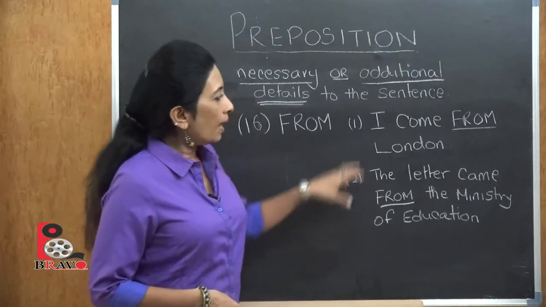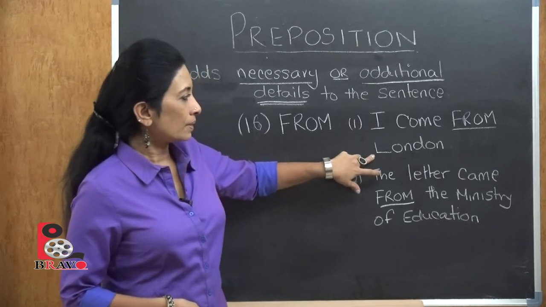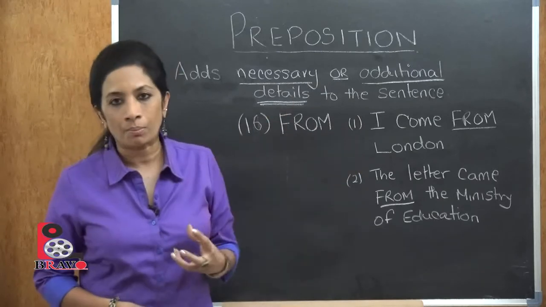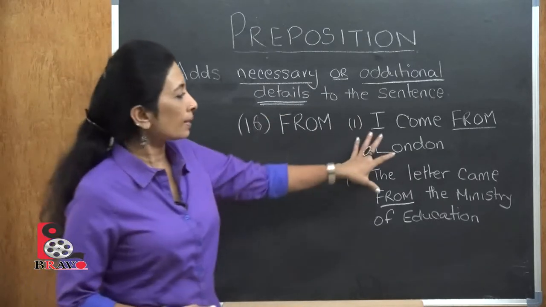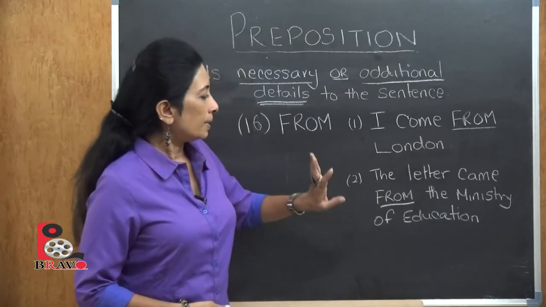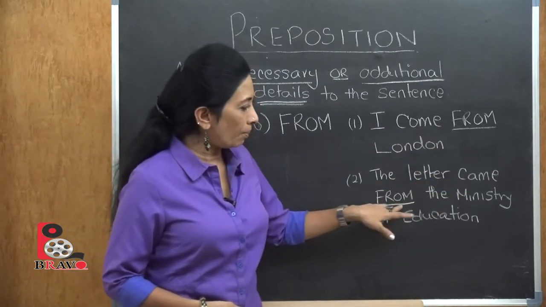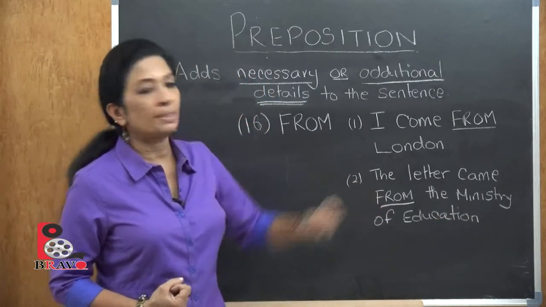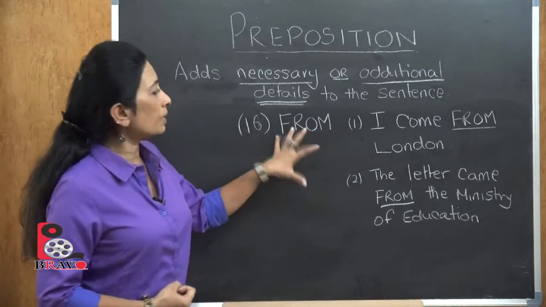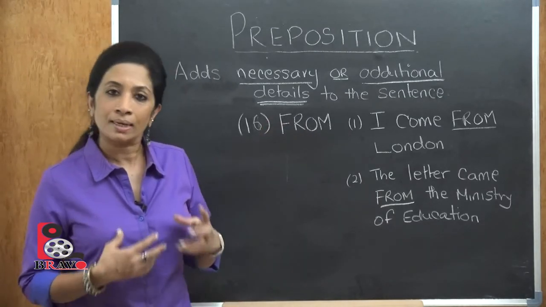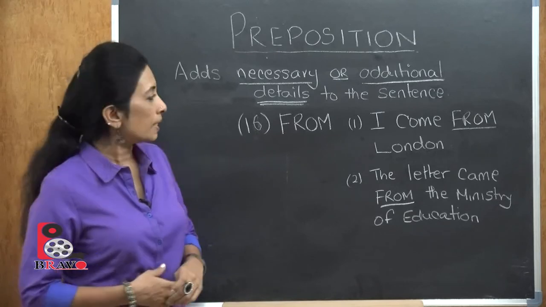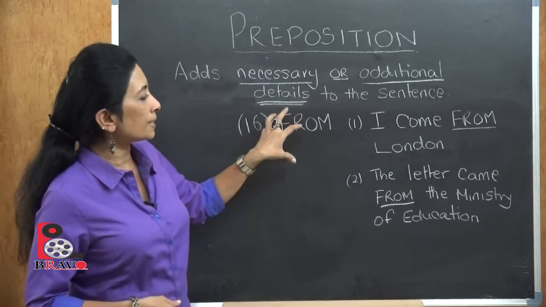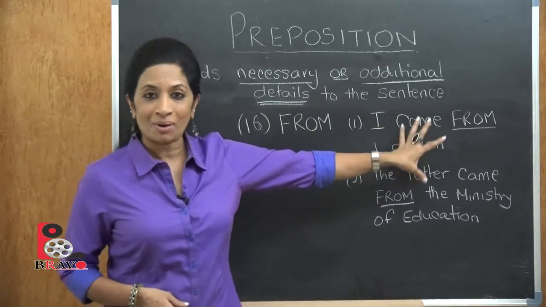Couple of examples again. I come from London. So it's like I'm from is where I come. Where are you from? Where did you come from? So, I come from London. Second one, the letter came from the Ministry of Education. Where did the letter come from? It came from the Ministry of Education. This is also one of the very, very common words that's used in everyday speech and letter writings. And you would have heard people using it all the time. So now it's what it emphasizes and where we have to use it from.